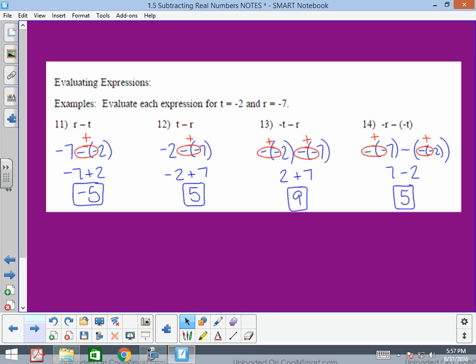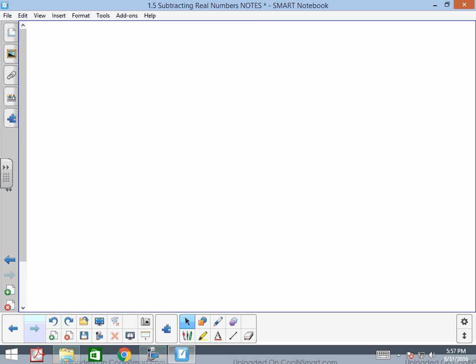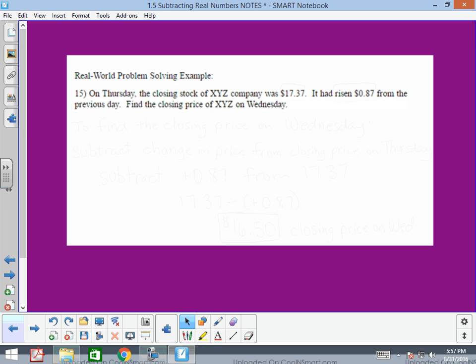All right, one more example is a real world example. It's on Thursday, the closing stock of XYZ Company was $17.37. It had risen 87 cents from the previous day. Find the closing price of XYZ on Wednesday. So Wednesday is the previous day from Thursday.